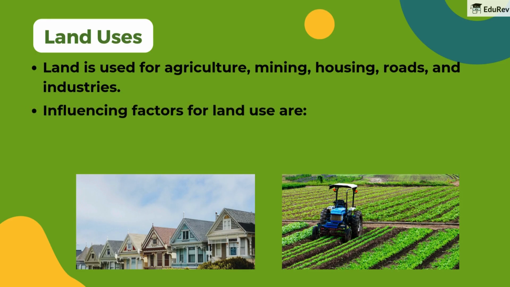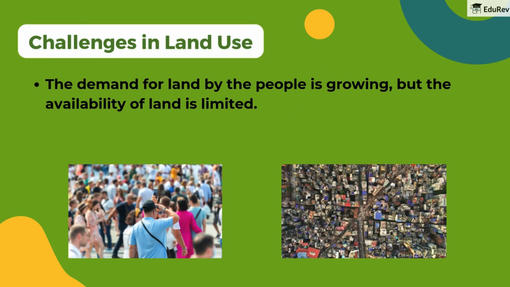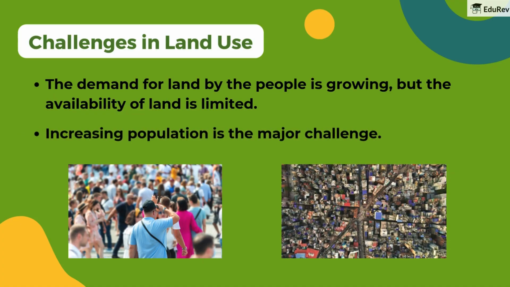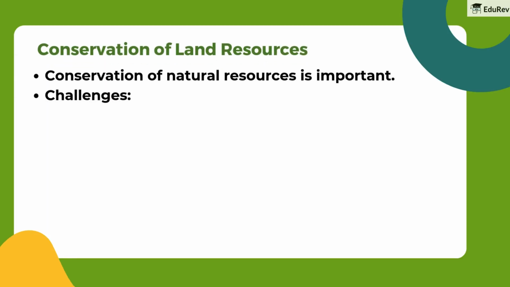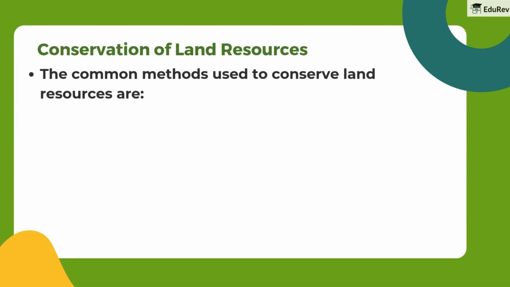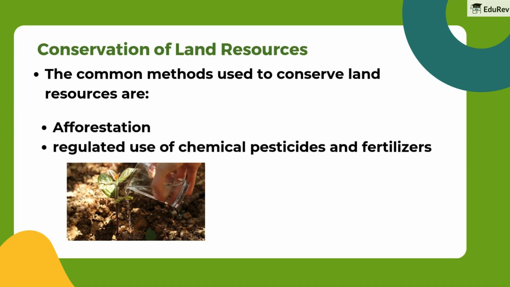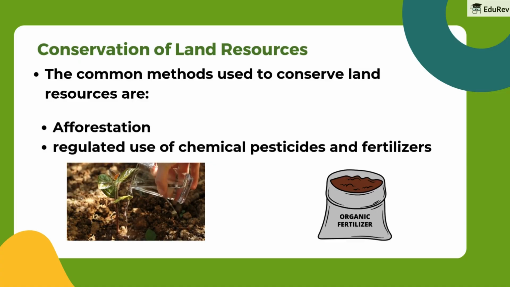Influencing factors for land use are physical factors: topography, soil, climate, water availability. Human factors: population and technology. The demand for land by the people is growing, but the availability of land is limited. Increasing population is the major challenge. Conservation of natural resources is important. Challenges include population growth and large-scale destruction of forests. The common methods used to conserve land resources are afforestation and regulated use of chemical pesticides and fertilizers.